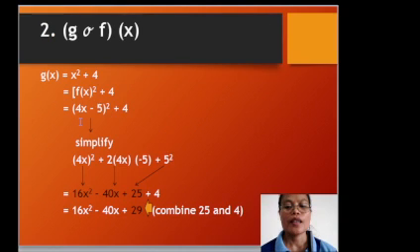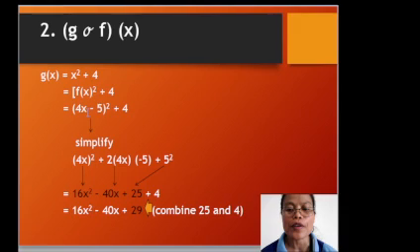Next example is g composed with f of x. Again, our g of x is x squared plus 4, and our f of x is 4x minus 5. Look at the given function g. The x here is squared, and you have to replace that x with the whole function f, which is 4x minus 5. You need to square it because in the function g, the x is squared.